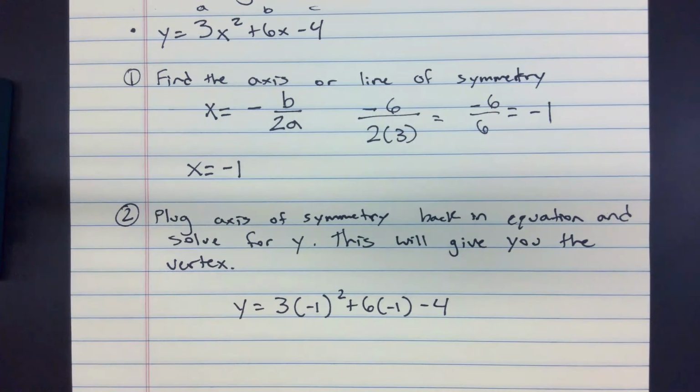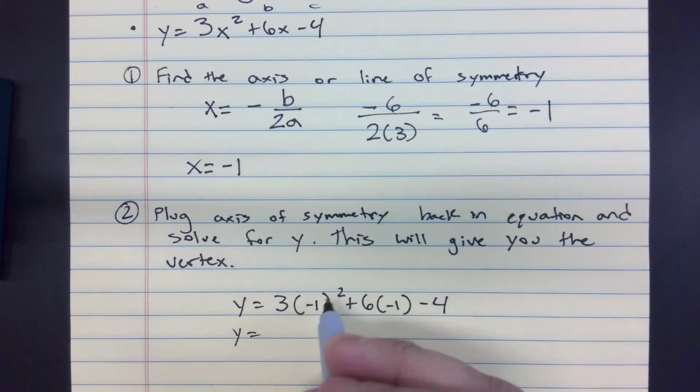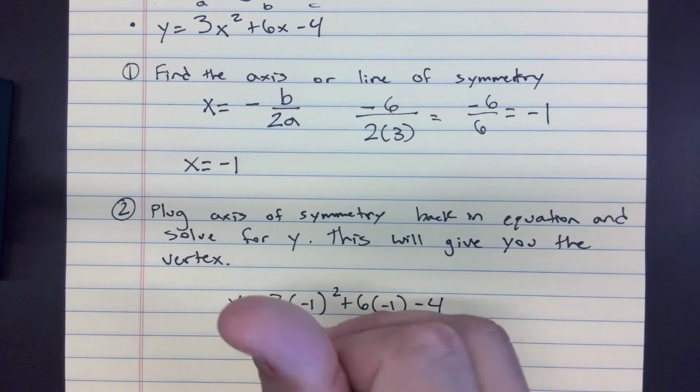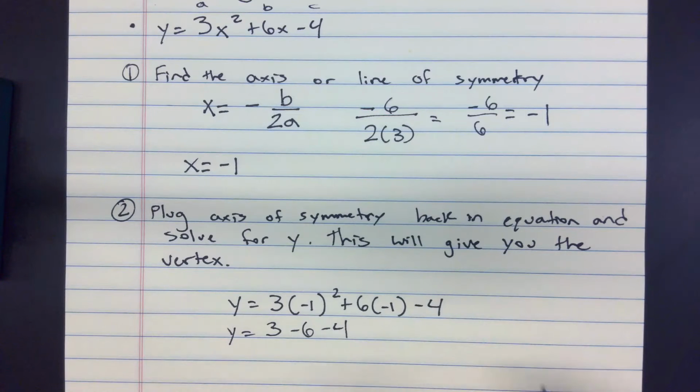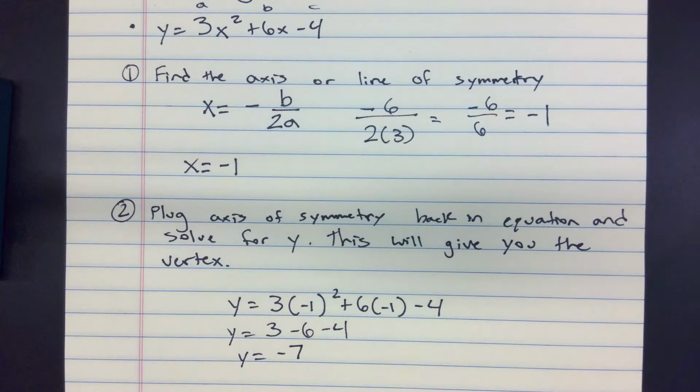So whatever the axis of symmetry is, you plug it into the x's, into your equation, and solve for y. So this is going to give us negative 1 squared, which is 1, times 3 is 3, minus 6, minus 4, or y is going to equal negative 7.